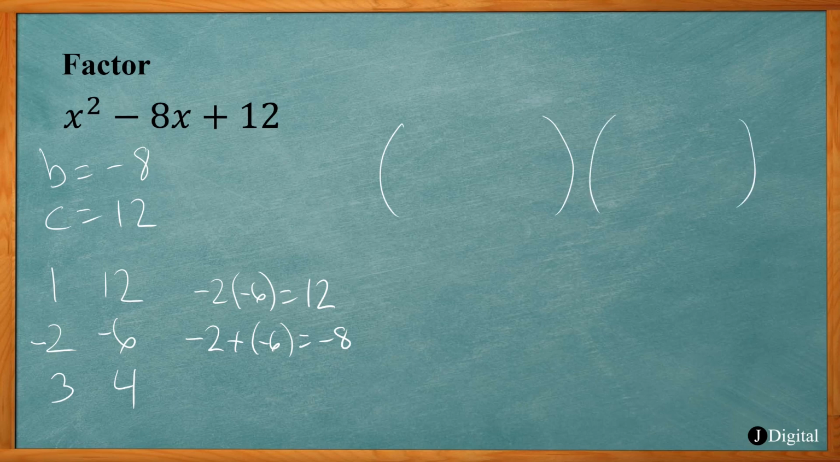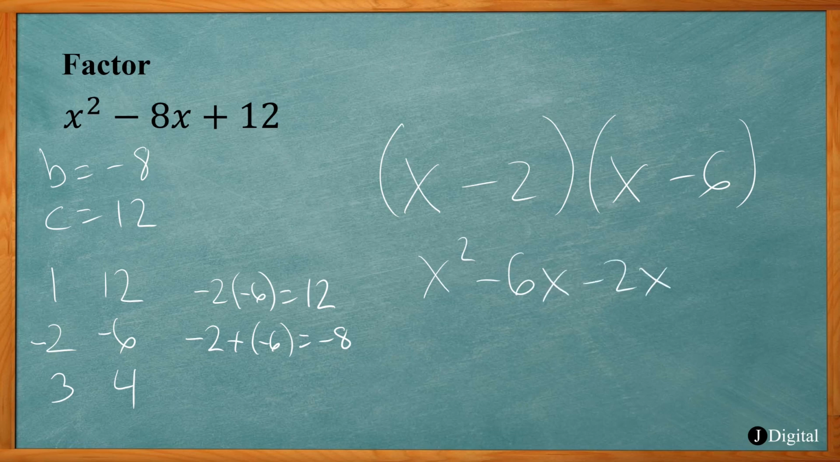So we do our two sets of parentheses. We have x and x. We have minus 2 and minus 6. And remember, if you want to check your answer, you just FOIL this out. X times x is x squared. X times negative 6 is negative 6x. Negative 2 times x is negative 2x. And negative 2 times negative 6 is positive 12. So two numbers, when you multiply them together, give you a positive number. So we have x squared, negative 6x minus 2x, combined like terms, gives us negative 8x, and then plus 12.